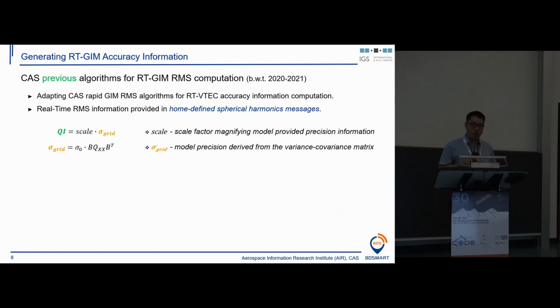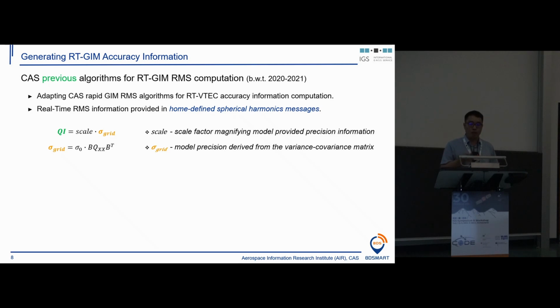So in our calculation of real-time ionospheric accuracy information, we first follow our RMS calculation algorithm, which can be applied for our rapid GIM computation. And you can see for the accuracy information, we included two parameters here.